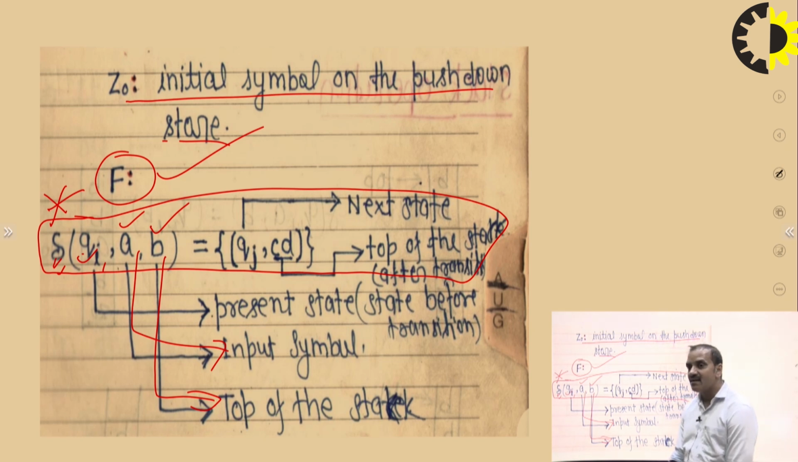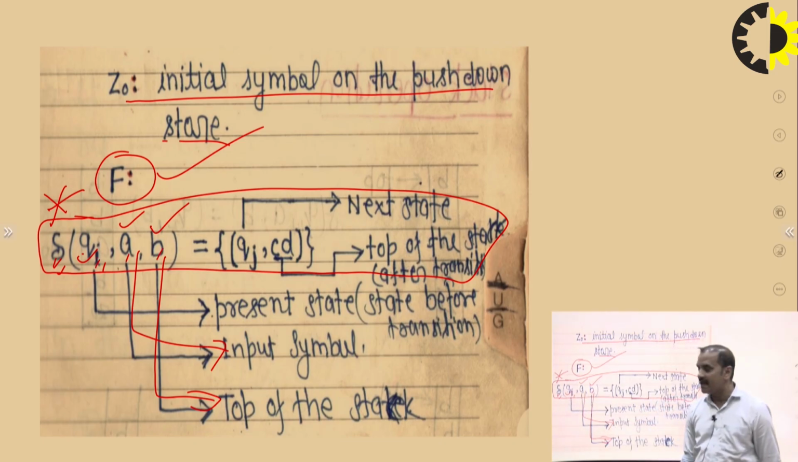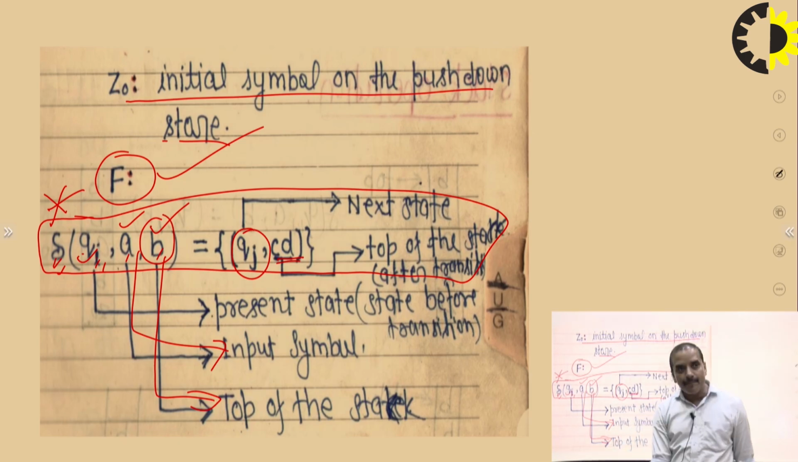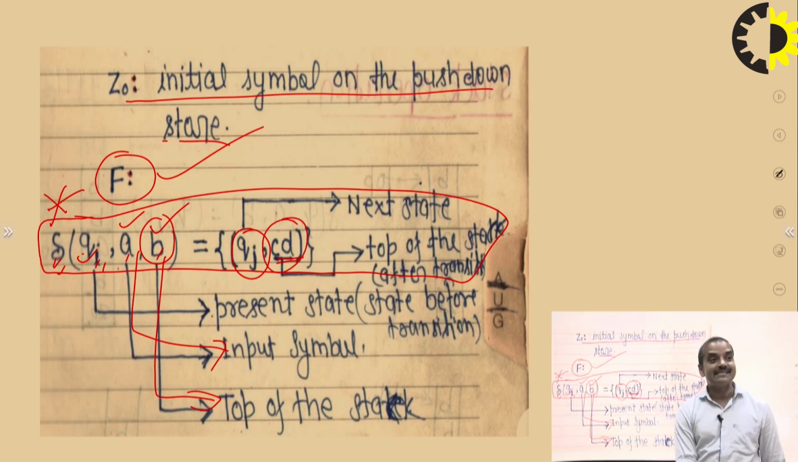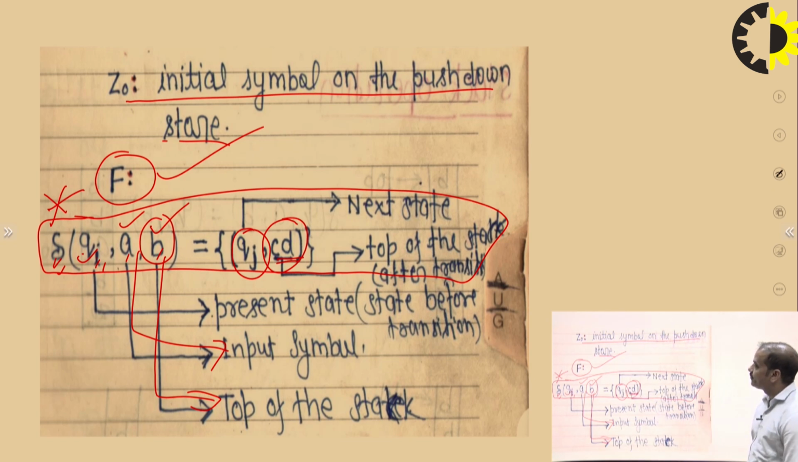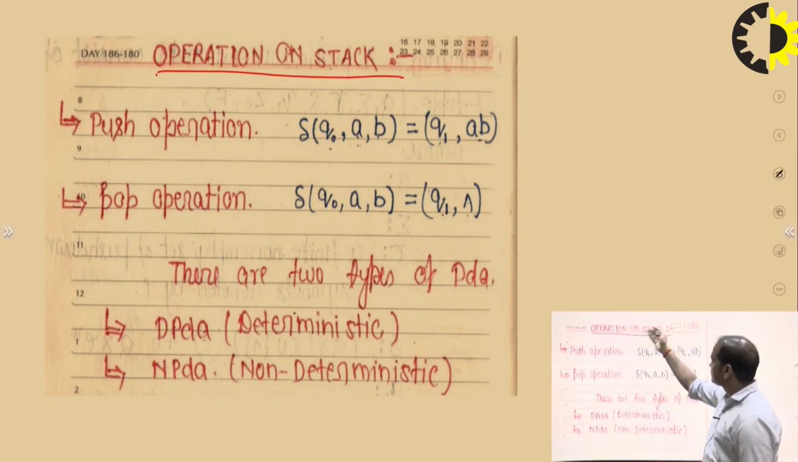By taking these 3 pointers, present state, input, and top of the stack, we have to decide where to move for the next state. Qj is the next state, and the second part is the top of the stack after processing. That means before processing the top of the stack is B, and after processing the top of the stack is CD. That means C comes on D. That is the main transition function which is used to process the given concepts.